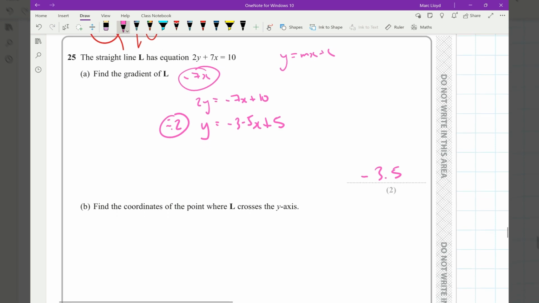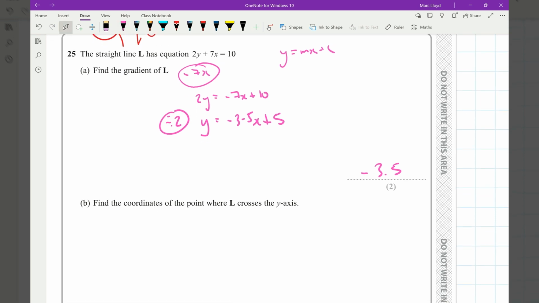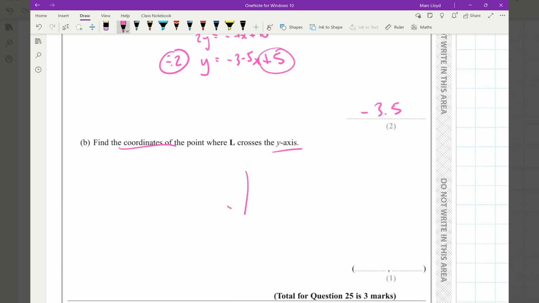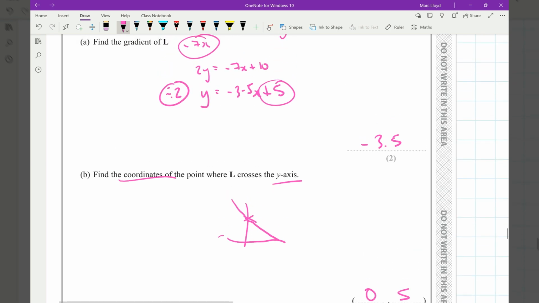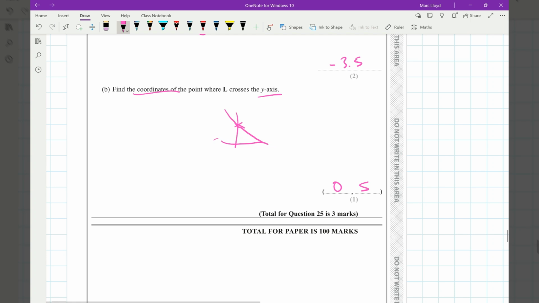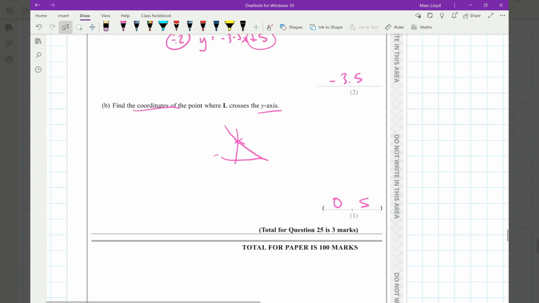So it's a graph that's going down as we go left to right. Find the coordinates of the point where it crosses the y-axis. That's the y-intercept, which is that bit there, and it says the coordinates. So where it crosses, it's going down, and therefore it's 0, 5. Let me just double check everything there. 0, 5. Correct.